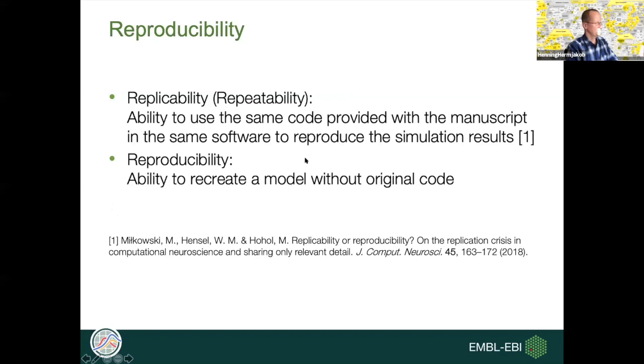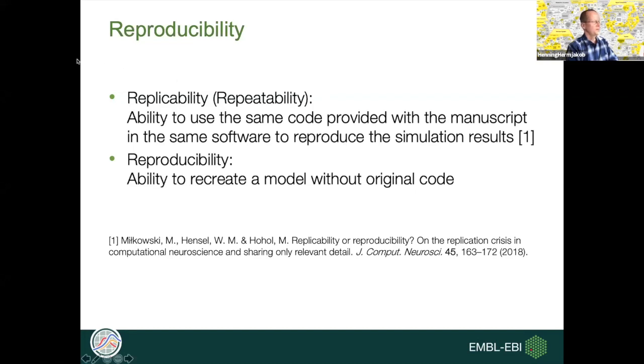And I first have to use one slide on definition, because there's quite different usage of terms in different domains. So in systems biology, typically replicability or repeatability is the ability to use the same code provided with a manuscript in the same software to reproduce exactly the simulation results. So essentially this is, if you run a Docker image which has all that was relevant for that model and it actually works, then you can say you have successfully replicated or repeated this experiment.